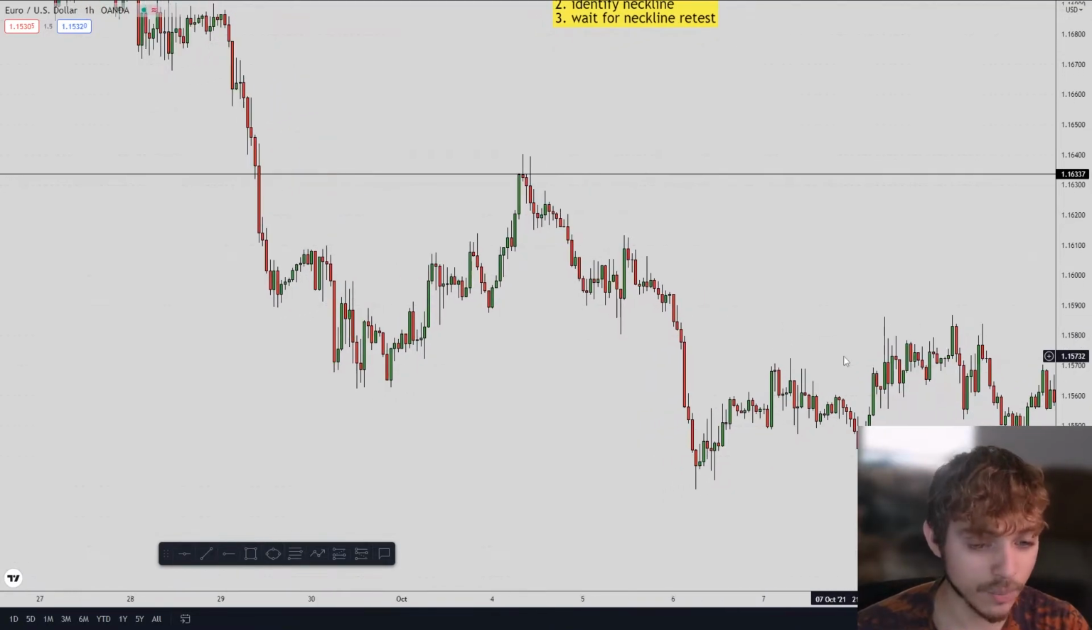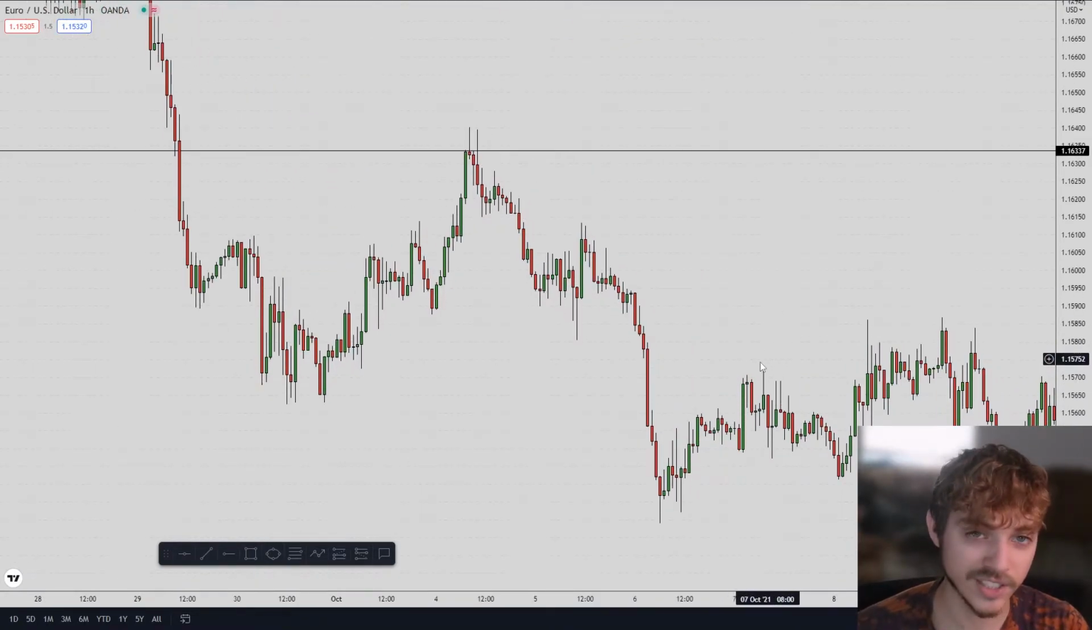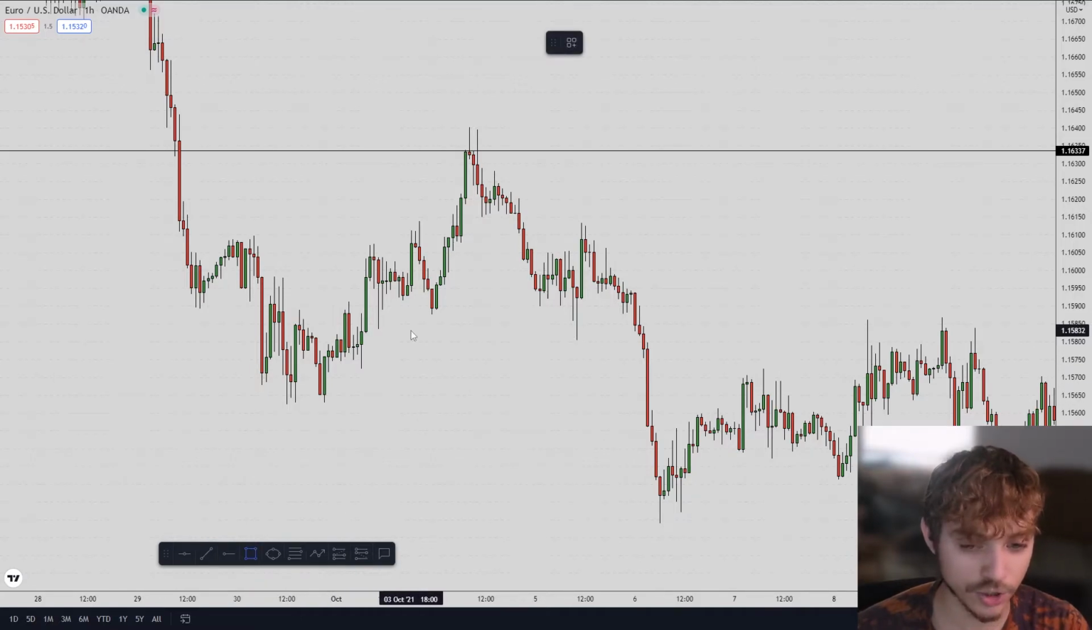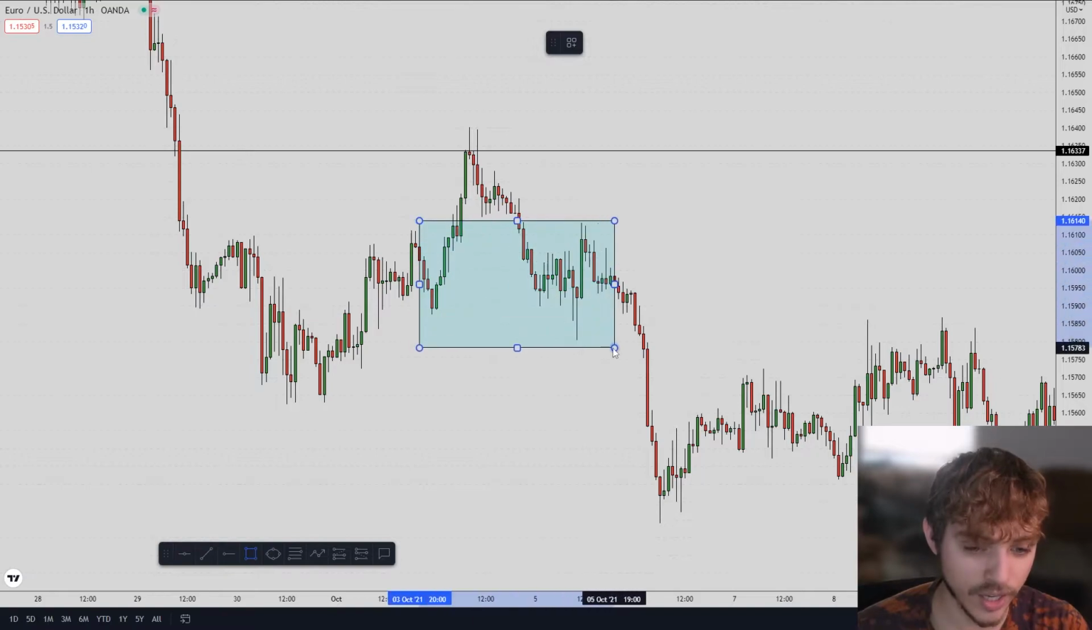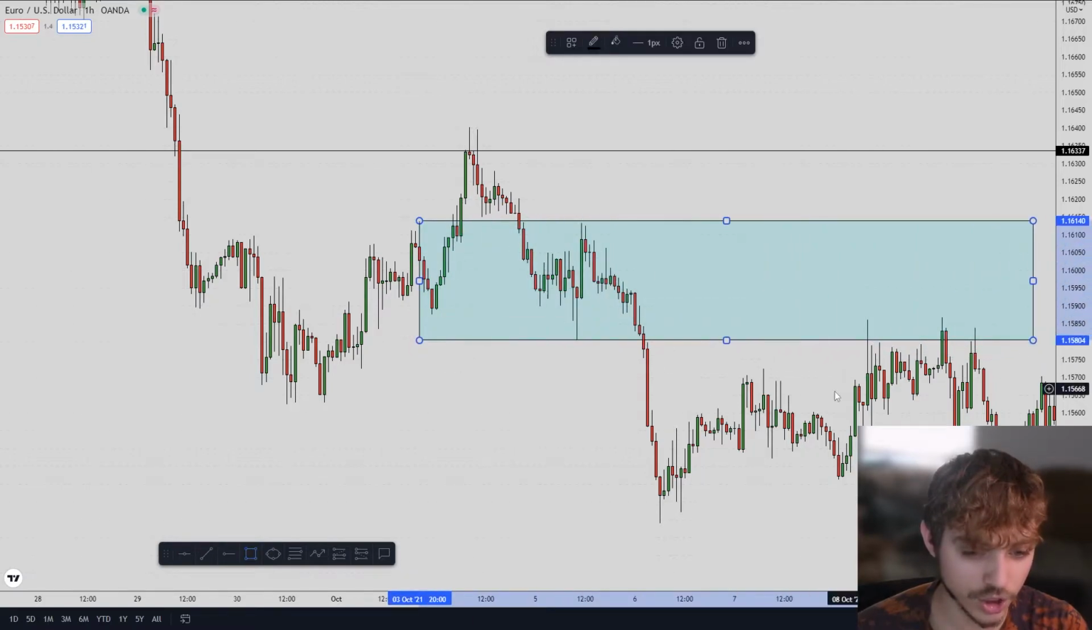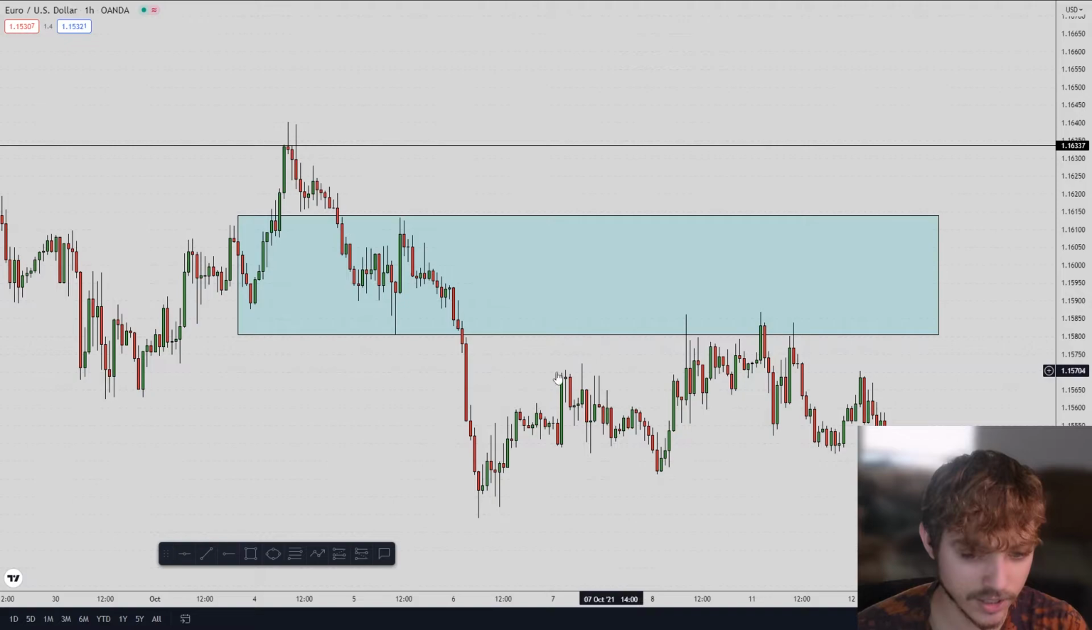Now, how I do it may be different from everyone else, but I feel this is the easiest and fastest way to do it. There's no guesswork in it. So what I like to do is find the highest point and the lowest point between the shoulders and just drag a box over them and drag that into the future.